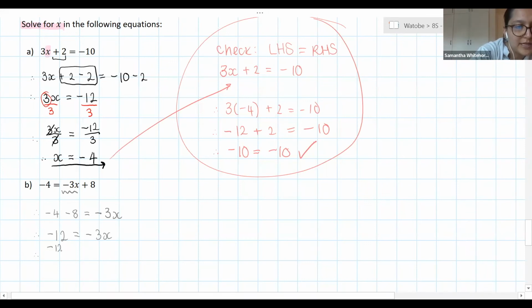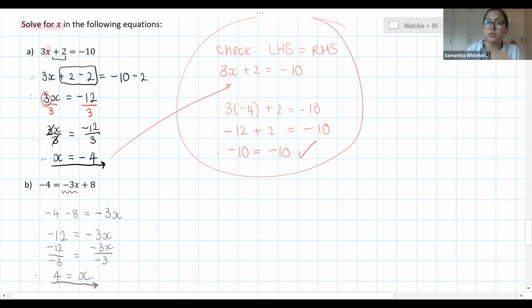So what is a negative divided by a negative? Ma'am, it's a positive. Perfect. And so what is -12 divided by -3? 4, ma'am. 4, exactly. Well done. Right, so guys, in this case, x is equal to +4 because of that negative divided by a negative.